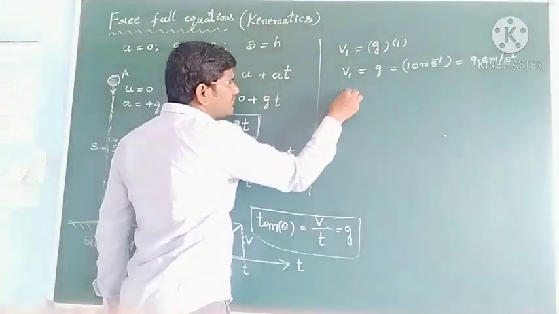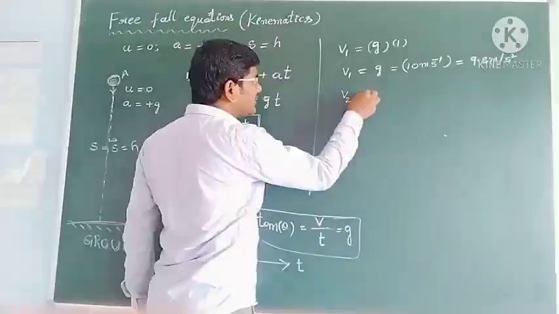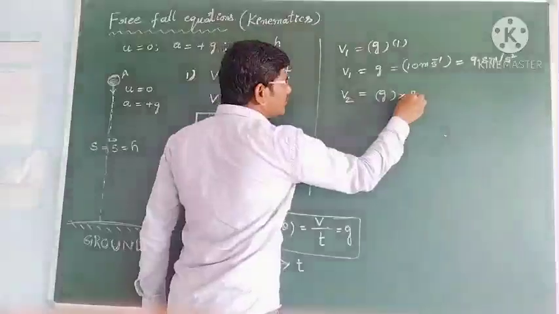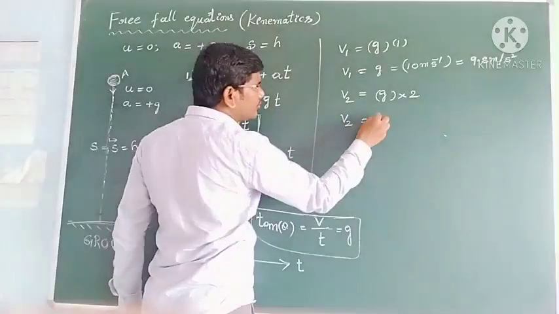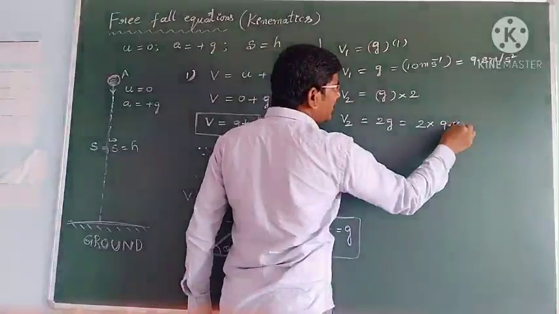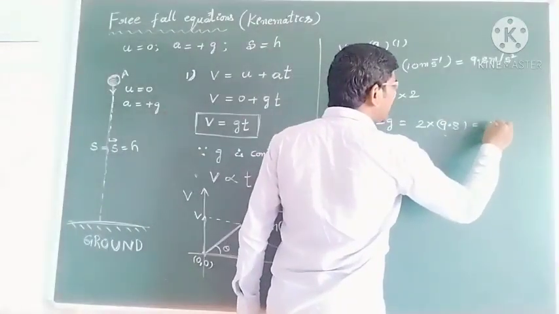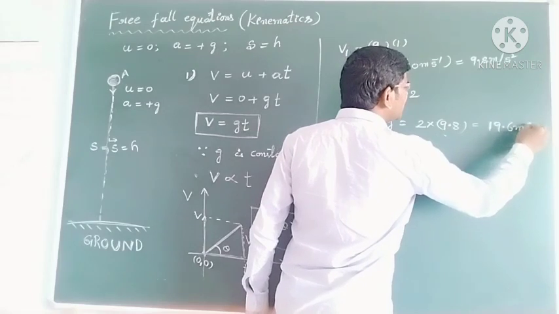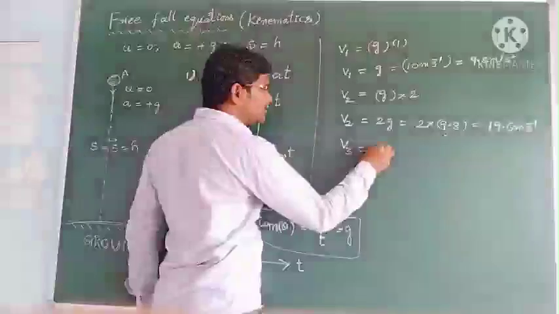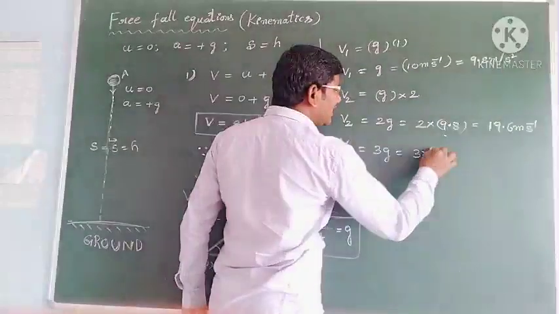And the velocity of the freely falling body after 2 seconds: v2 is equal to g into 2, so 2 into 9.8, you will get the value 19.6 meter per second. And similarly, the velocity of the freely falling body after 3 seconds is 3g, that is 3 into 9.8.